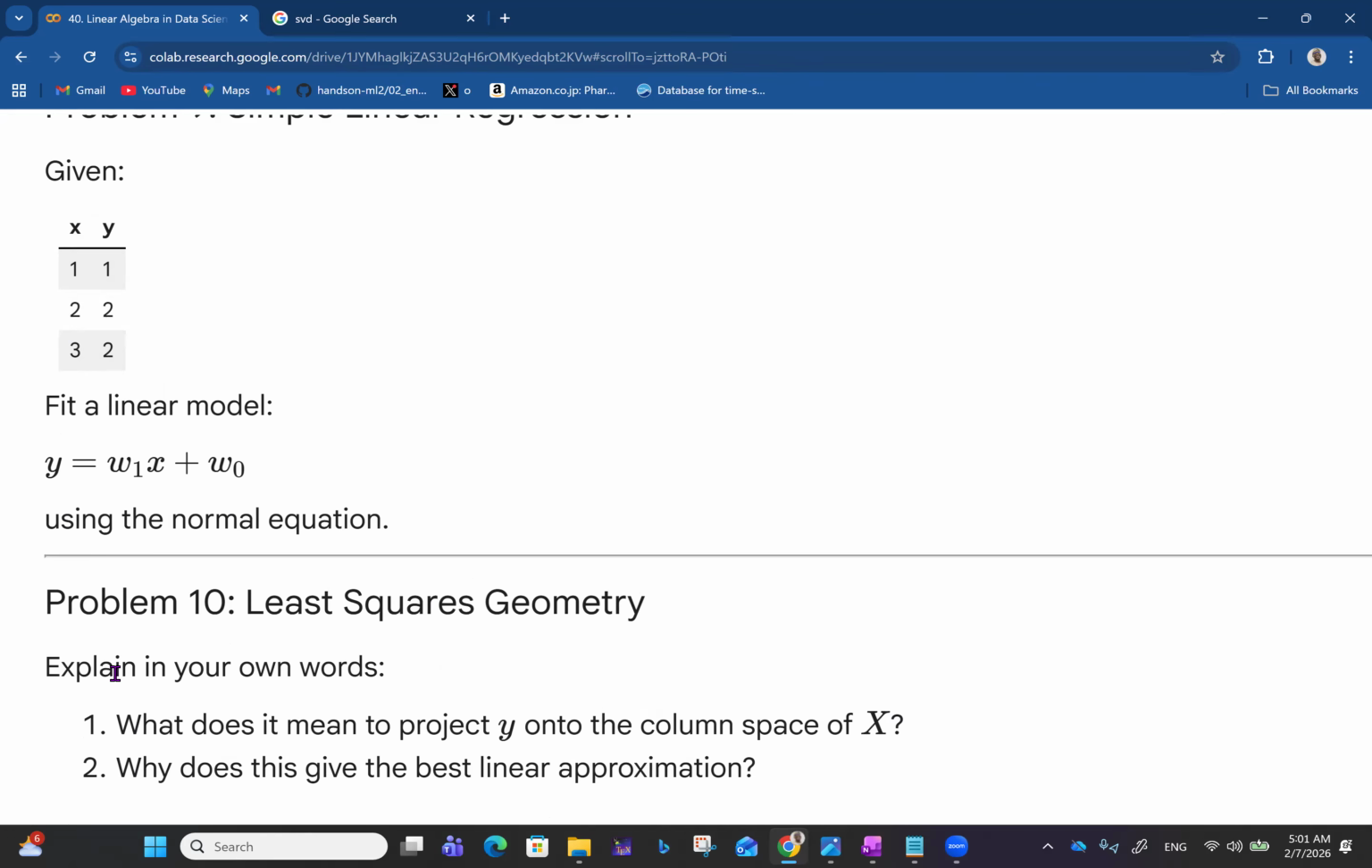So, least squares geometry: explain in your own words. What does it mean to project y onto the column space of x? Basically, the projection is more like you're redirecting vectors to be perpendicular. Why does this give the best linear approximation? Because it's more like you're straightening out a bent vector, and that way you would have minimized the error as much as possible.